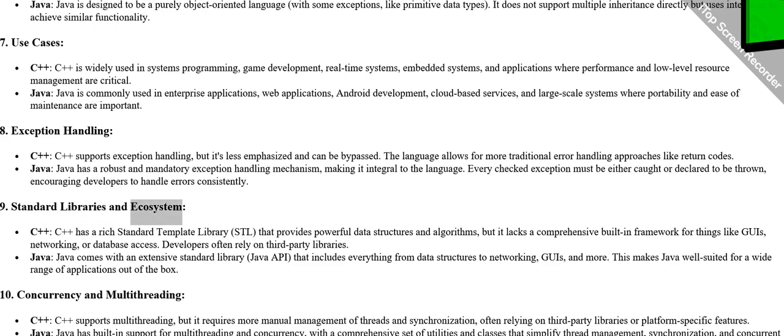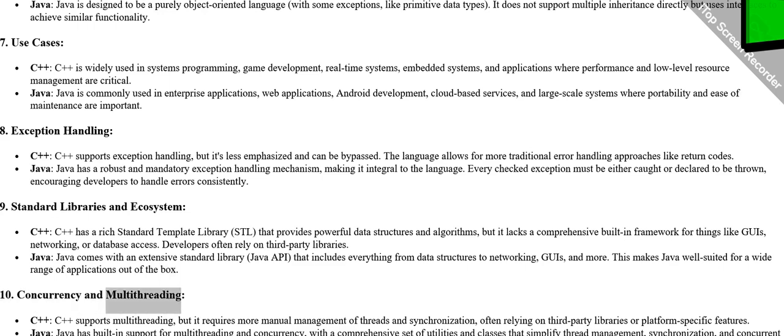9. Standard libraries and ecosystem. C++. C++ has a rich Standard Template Library, STL, that provides powerful data structures and algorithms, but it lacks a comprehensive built-in framework for things like GUIs, networking, or database access. Developers often rely on third-party libraries. Java. Java comes with an extensive standard library, Java API, that includes everything from data structures to networking, GUIs, and more. This makes Java well suited for a wide range of applications out of the box.